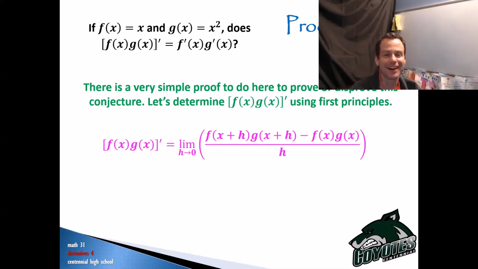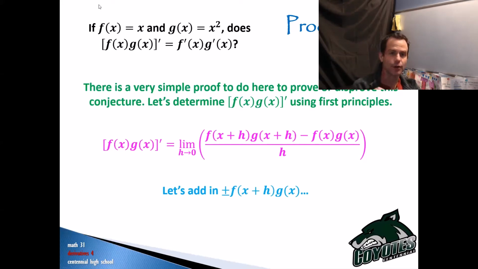Now, I'm going to get things just a little bit more complicated. What we're going to do is add in a plus or minus f of x plus h times g of x. Now, you may be like, why are we doing that? And I'm going to be like, well, you'll see. But mathematically, I need you to understand that I'm not changing anything, okay? Think back to 20-1 and completing the square. When we wanted to find that magic number, we added 16 and subtracted 16, right? And as long as we add and subtract the same thing, we're not altering the math at all.